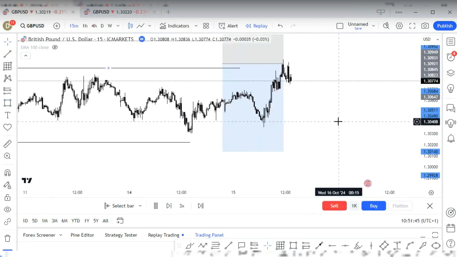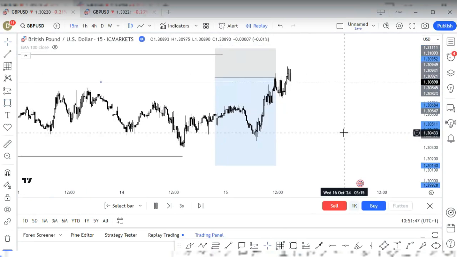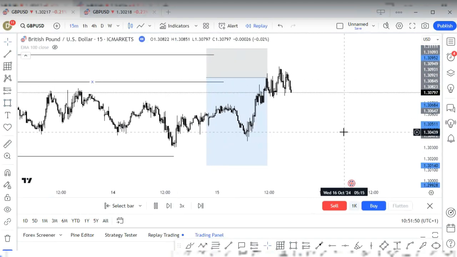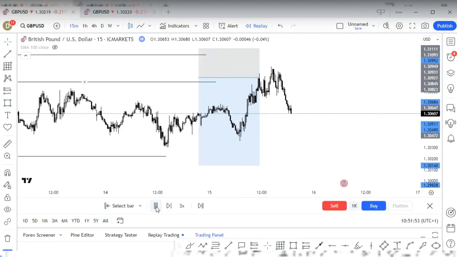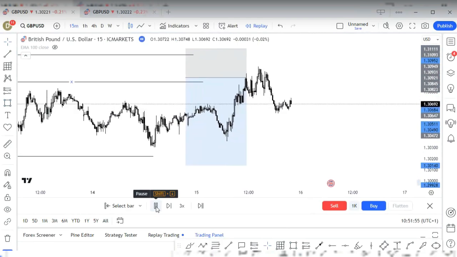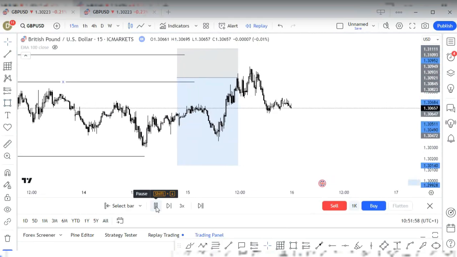When the market takes out liquidity, that's where you see the real moves in the market. It moves heavily, it moves fast. Let's just see how the thing goes.